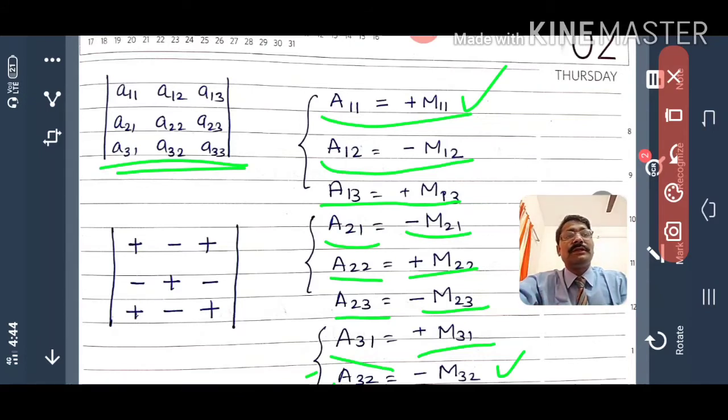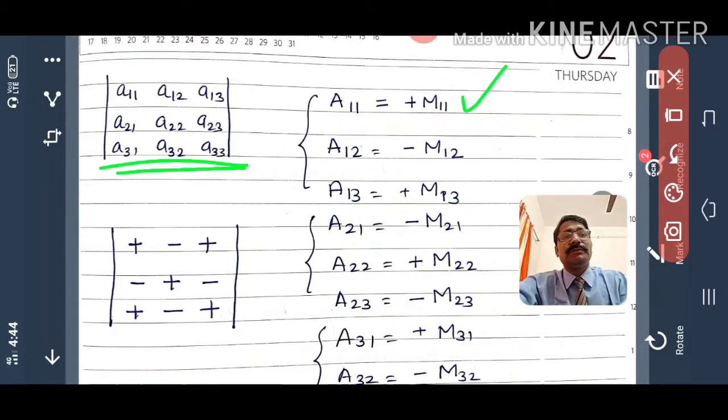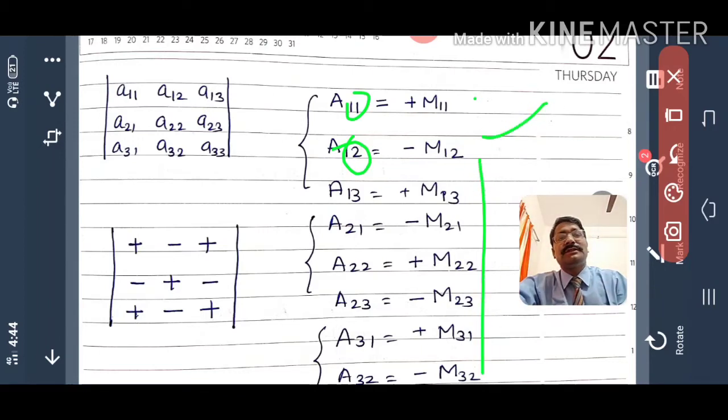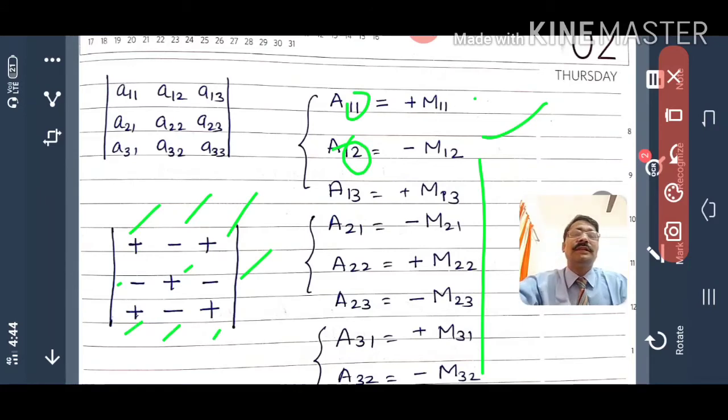Look here, in all these cases you can check this important point: if the sum of i and j is even, then you have a plus sign, and if the sum of i and j is odd, you have a minus sign. So in all cases you can check the same positions. The cofactor signs will be plus, minus, plus, minus, plus, minus, plus, minus and plus. So you have to learn this position pattern.